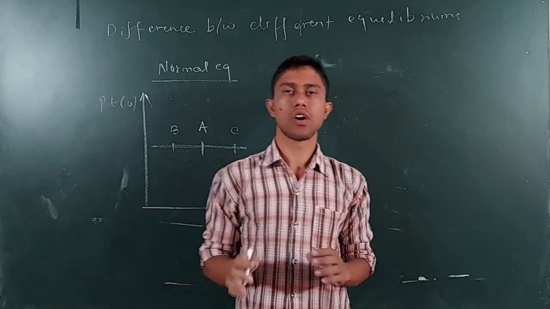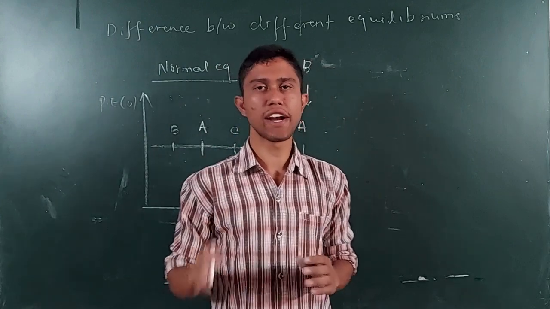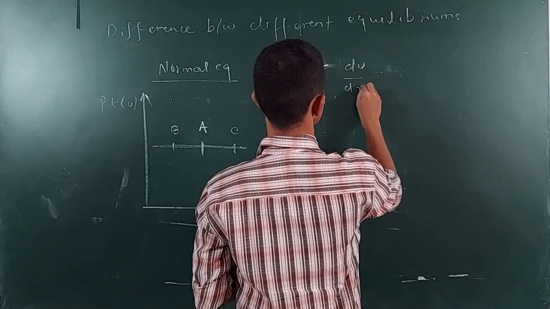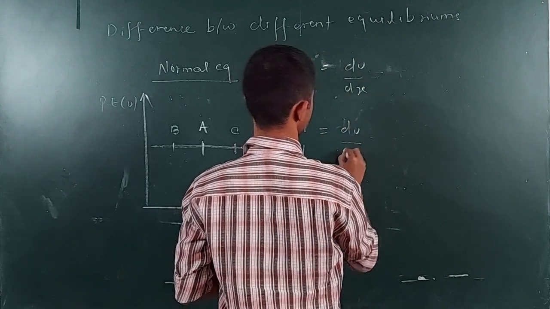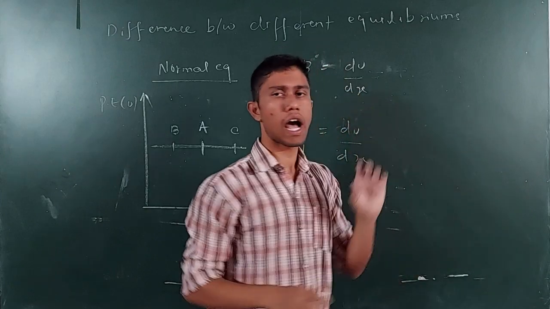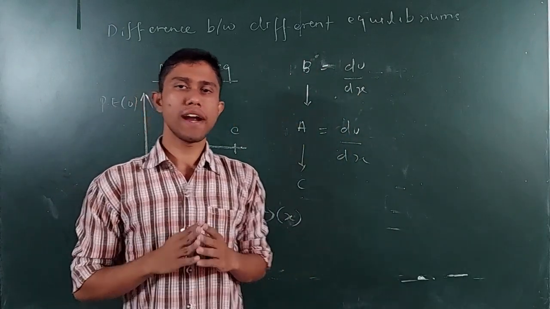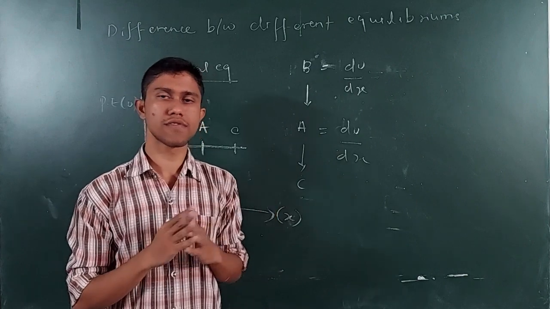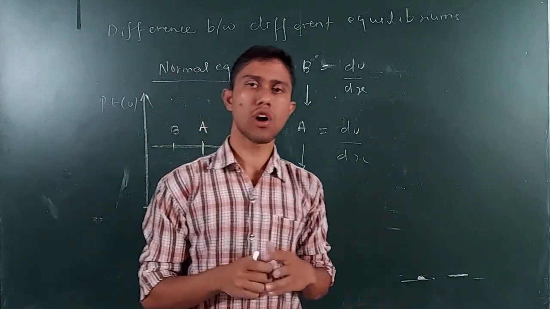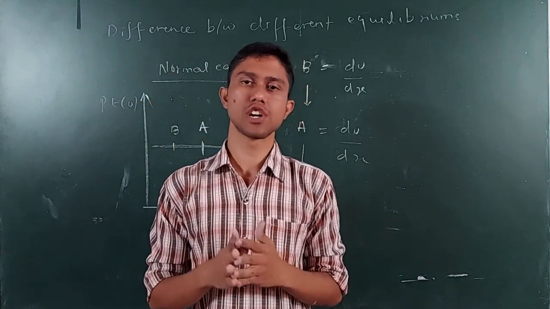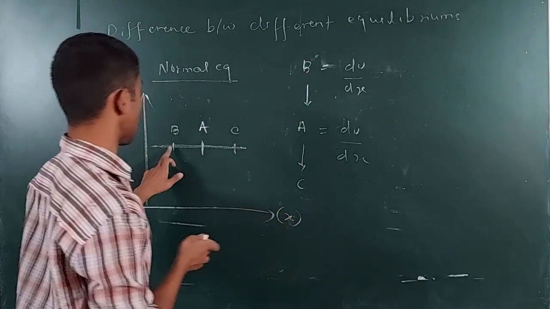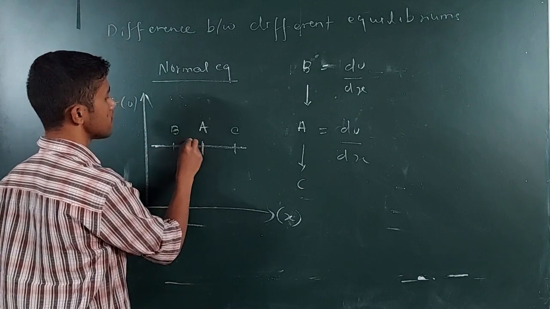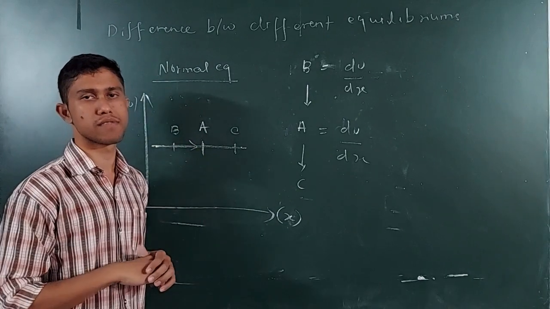Now for each of these 3 points I have to find du by dx. So for B, my du by dx is, I have to find du by dx for point B. What is du by dx in this curve? It is the slope of the curve. So now I will find the slope of this curve at point B. At point B, if I draw the tangent, it will be in the same direction as this line.